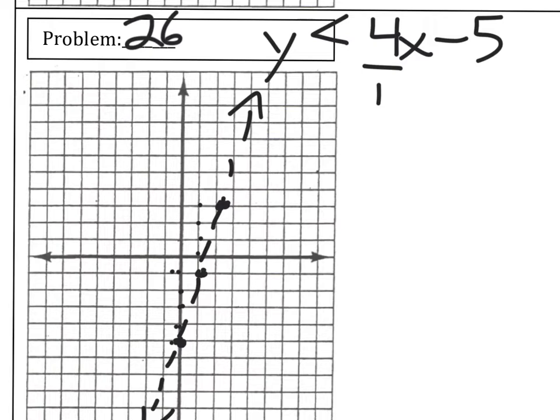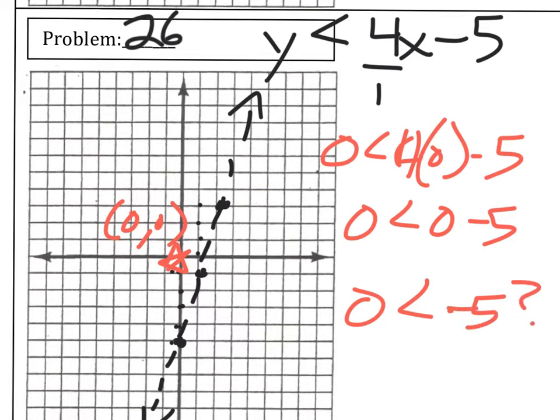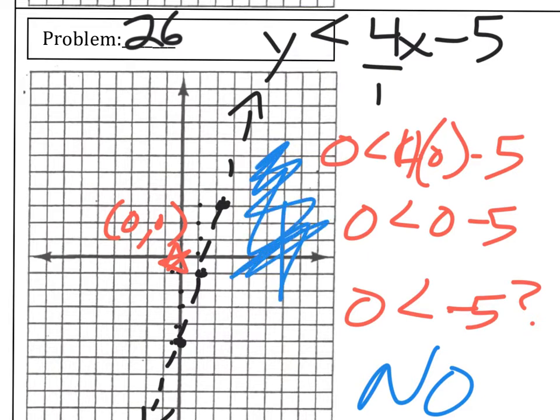Dash line. I got to decide what side to shade on, so I'm going to test a point and see if this is a solution or not. 0, 0 is the easiest point to test. So I'm going to plug in 0, 0 into this inequality and see if it makes sense. I would get 0 is less than 0 minus 5. Is 0 less than negative 5? No. So my test point is a no. I'm going to shade on this other side.